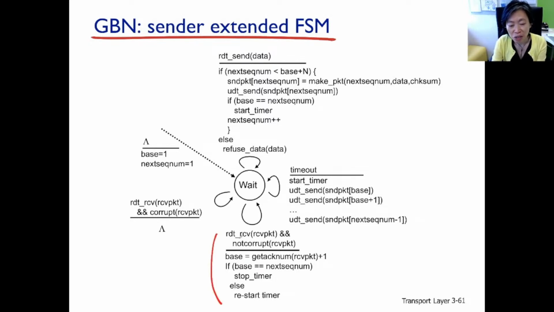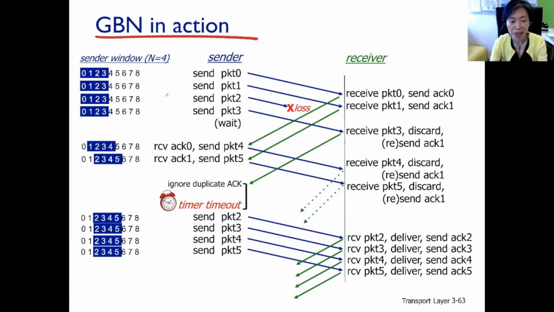Okay, this transition, getting a packet from the lower layer, and it's not corrupted. What do we do? Set the base to the sequence number in the ACK packet plus 1. And then we check whether we need to stop the timer or refresh the timer. Now, only when the base and the next seq num are equal, then we stop the timer, because the window here is empty, meaning no yellow packets at all, because next seq number is the first blue. So only when the base and the next seq number are the same. Otherwise, restart timer.